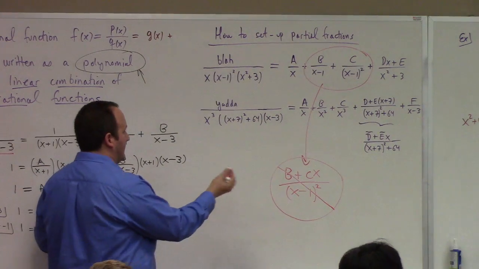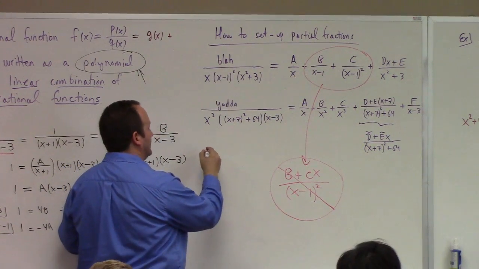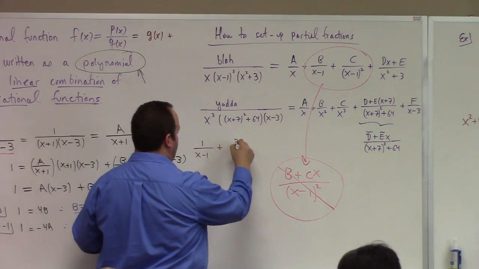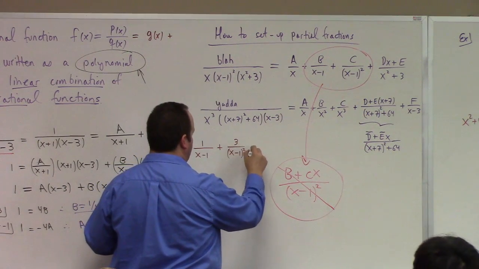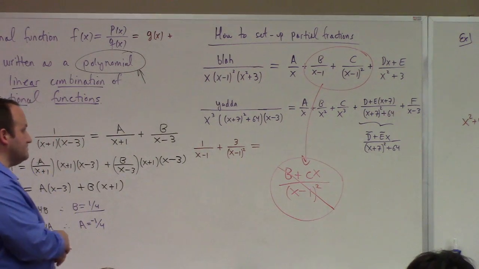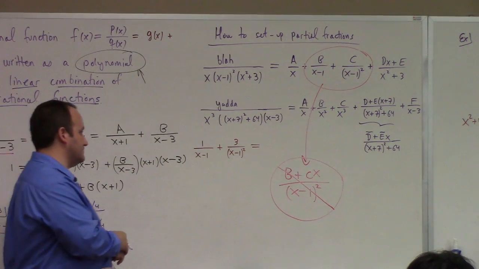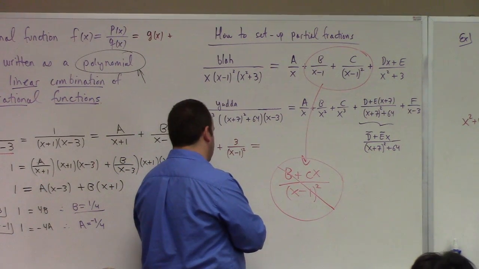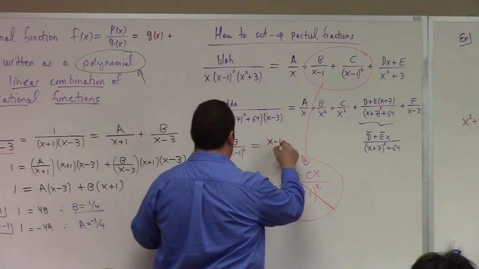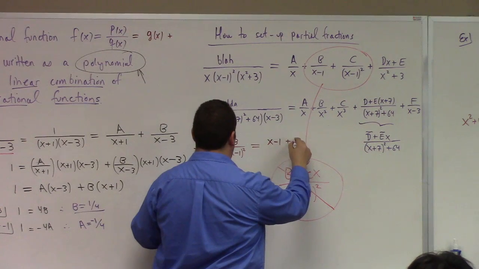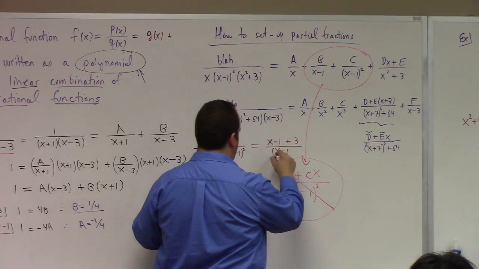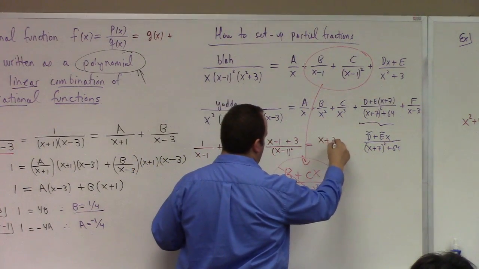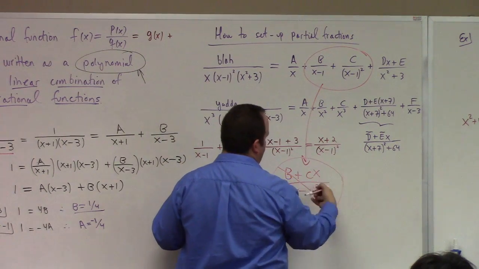How about this? Why don't we try reverse common denominatoring to see what happens? So what happens if I take 1 over x minus 1 plus 3 over x minus 1 squared? What happens when you make a common denominator of those? Yeah, I get x minus 1, right? Plus 3 over x minus 1 squared, right? Which is what? x plus 2 over x minus 1 squared. Oh, no. It is of this form, isn't it?